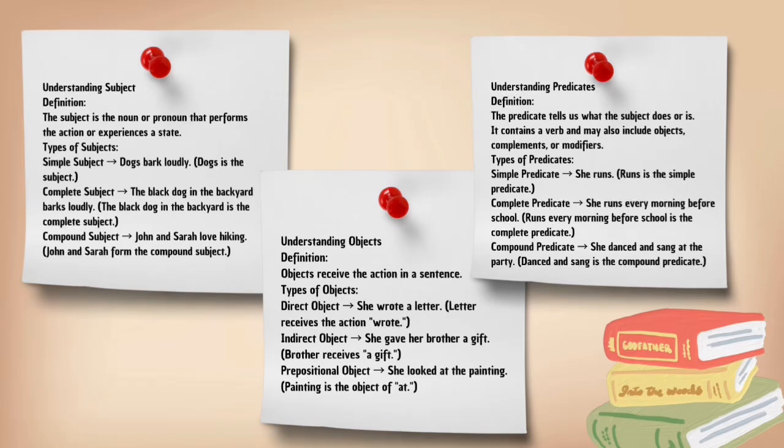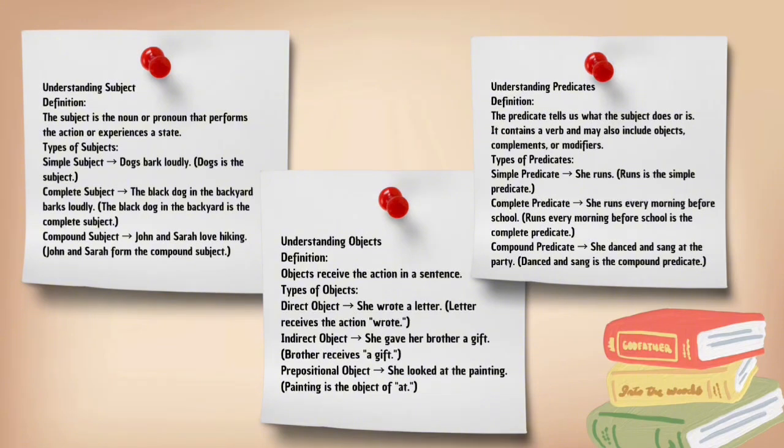The first one is direct object. Direct object is the recipient of the action. It answers the question what or whom after the verb. For example, she wrote a letter. Letter is the direct object because it received the action wrote.